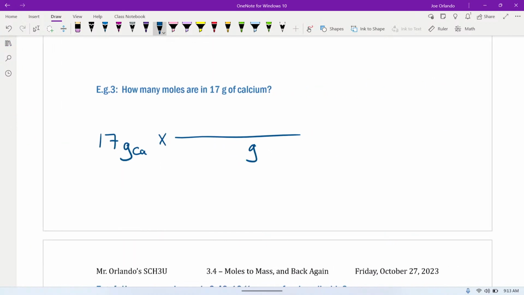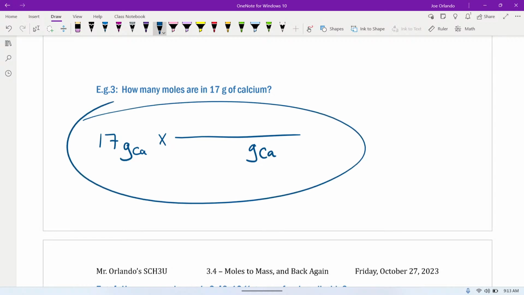We don't think. We just do it. We say, okay, I don't want to talk about grams of calcium. All of this happens with zero thought. We have not thought yet. This is just repetition. We just do it. Just now, for the first time, we have to think a little bit. And all we have to think is what unit goes on top.